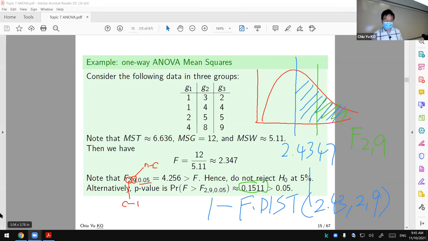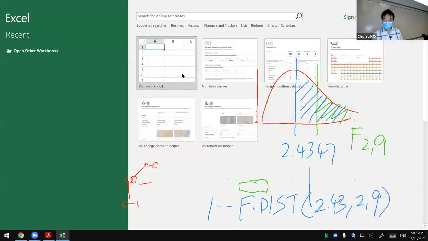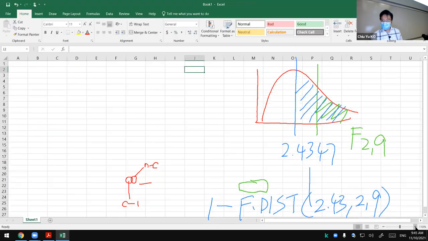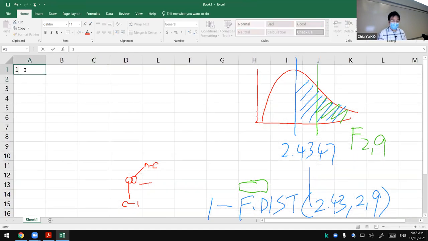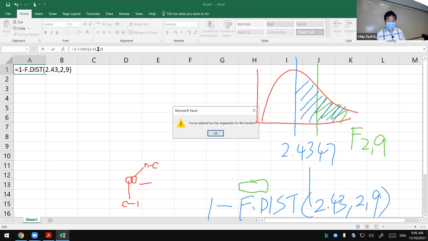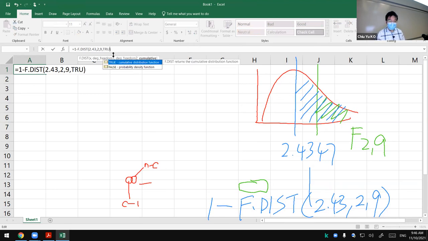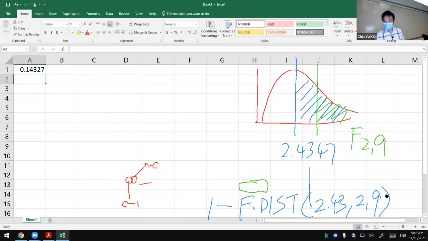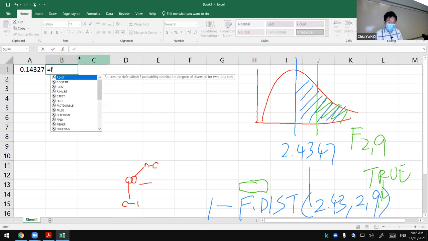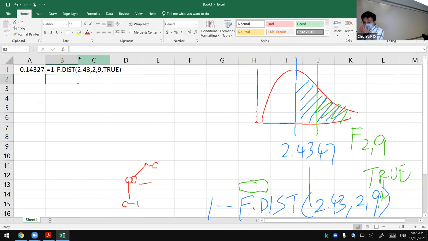Maybe we can go to the Excel and show you if that's the case. One minus F of 2.34, 2, 9. I forgot the true. I should have the true here. Okay, so the formula is here, and that is the area on the right-hand side. That is how we do it.